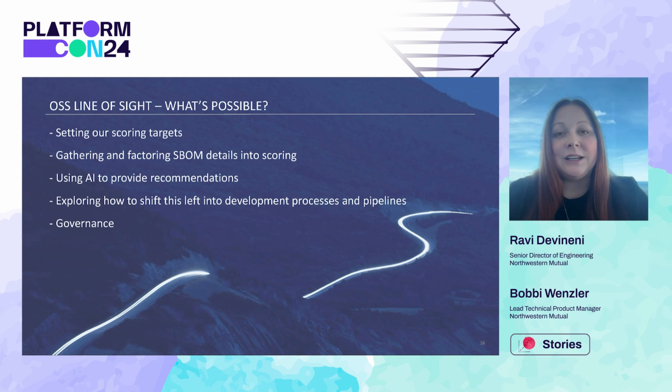So now that you've seen the OSS line of sight, what else could be possible? You could set scoring targets and customize where you want your particular organization to land. You would definitely want to gather and factor in the software bill of materials, which you heard Ravi talk about as well, into that scoring. You could use artificial intelligence to provide recommendations. You wouldn't want everyone for those 59 projects going out trying to solve the same problem. You'd probably want to shift this left into the development process and pipelines to give even faster feedback. And then you heard Ravi talk a lot about blacklists and governance. Definitely would be another thing we'd want to focus on.